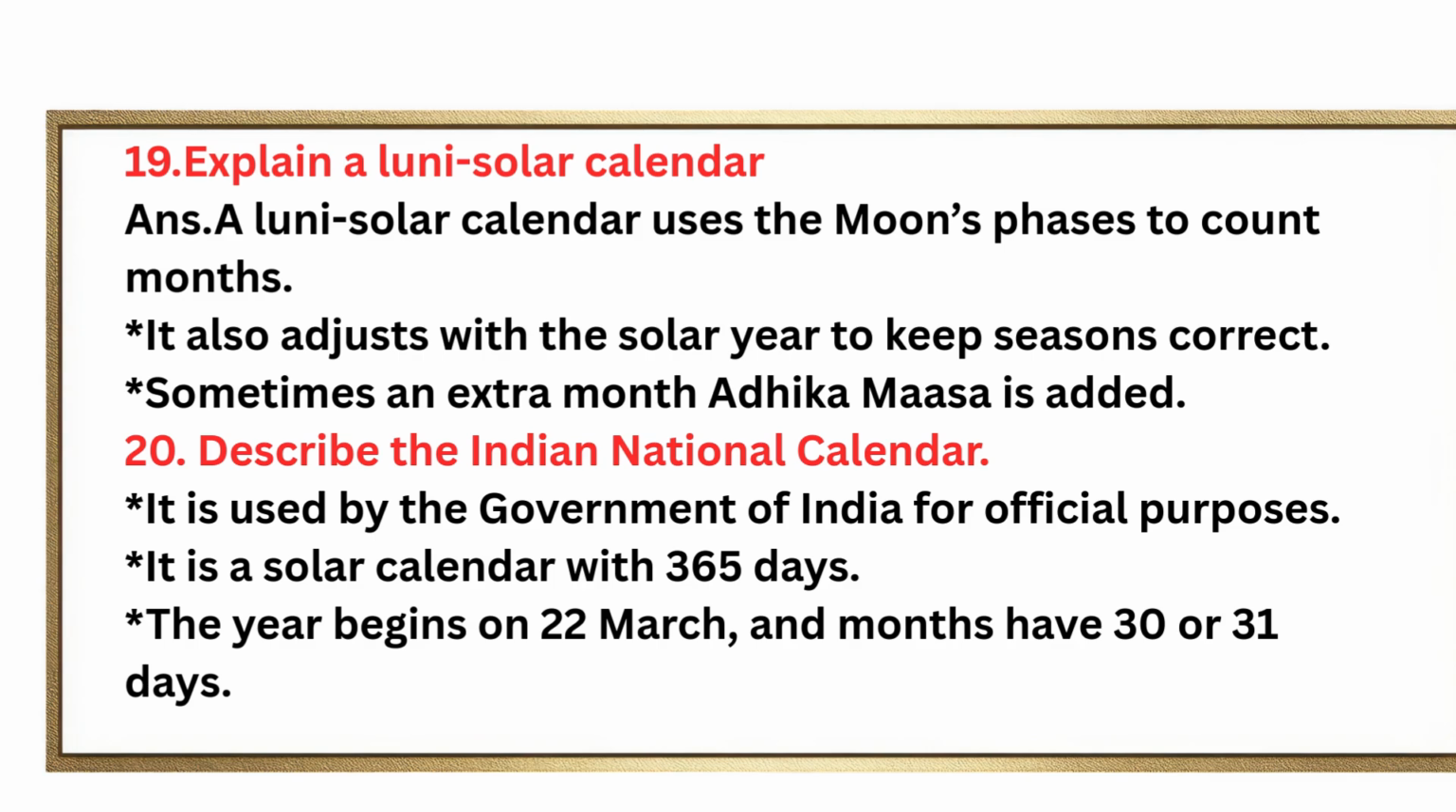Question number 19. Explain a lunisolar calendar. Answer. A lunisolar calendar uses the moon's phases to count months. It also adjusts with the solar year to keep seasons correct. Sometimes an extra month, that is Adhika Masha, is added.